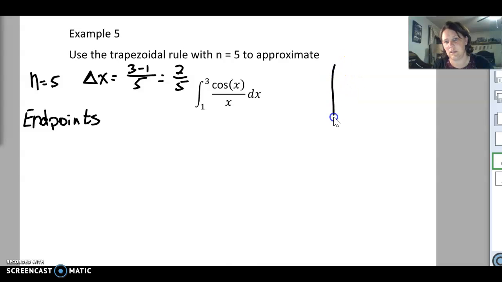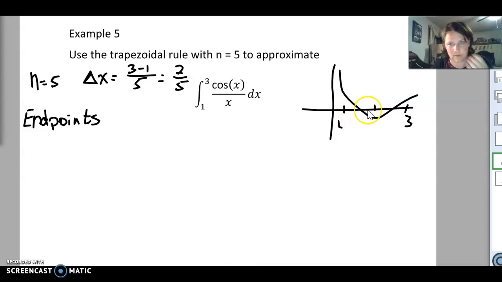Now I would go on Desmos and graph this equation, which is what I did, and it looks like this. It comes back up, and then I think 3 was right in here somewhere. So we go from 1 to 3. We're going to have some parts of this equation that are negative, some parts that are positive. We need to have 5 intervals.